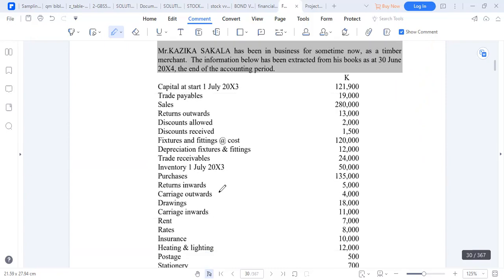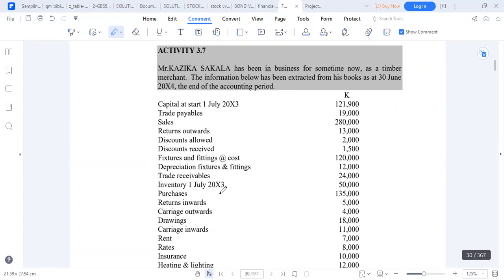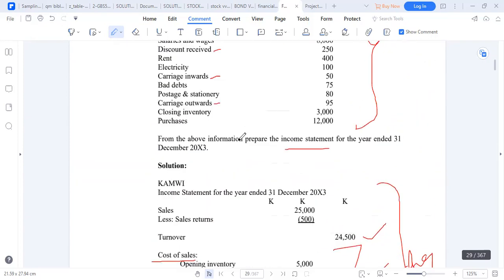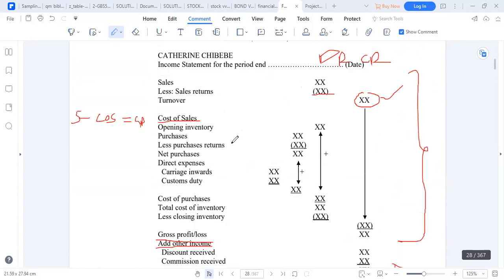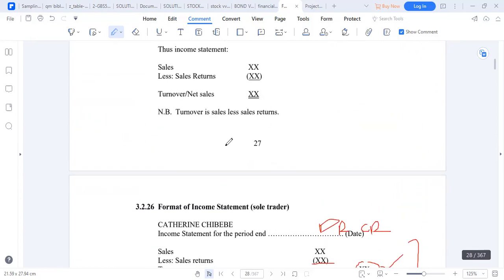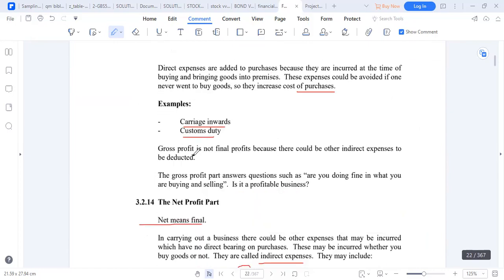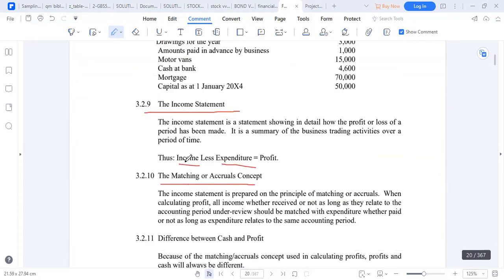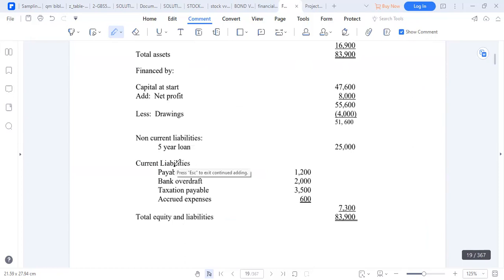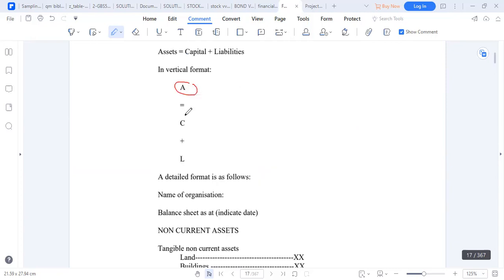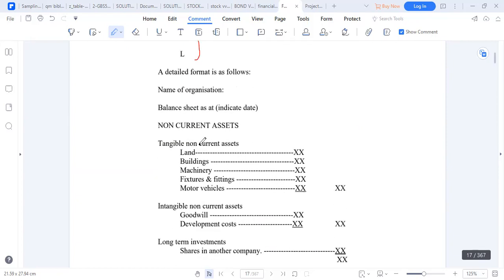So I gave you an example, a class homework, to try. Now, before I go to the class homework, because the class homework has figures that will relate even to the balance sheet, the balance sheet has its own format that we also discussed. The balance sheet fulfills the accounting equation, which simply says our assets must be equal to capital plus liabilities. So this is the format in which the balance sheet is outlined.